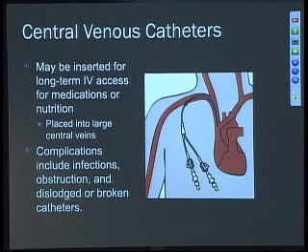If there were no other access in a code situation, you could consider using these. But in general, because you don't know how well it's working down the line, now that we have IOs, I think you're in general much better off going for an IO if you really need access in a kid like this.